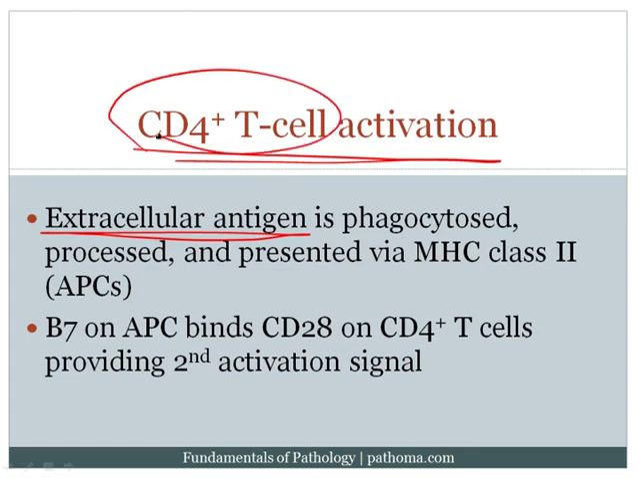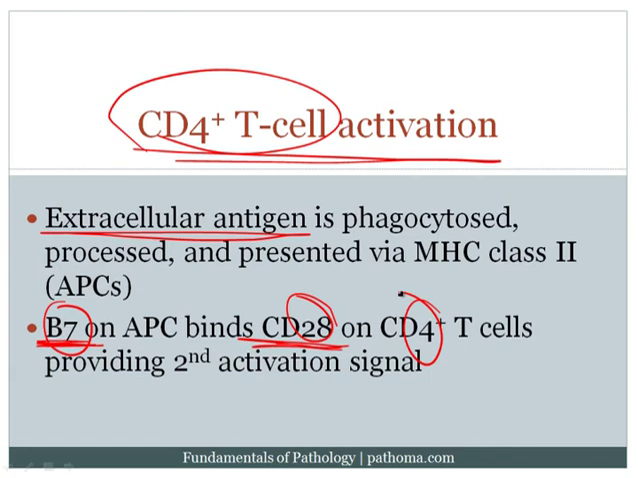Now the second signal, remember that the CD4 positive T cell requires a second signal. Basically all T cell activation requires a second signal. And so the second signal is going to be B7, which is present on the antigen presenting cell, will bind CD28 on the CD4 positive T cell. And that provides a second activation signal. And if you're having trouble remembering that, then you can remember that 28 divided by 7 is 4. So that provides the second activation signal.